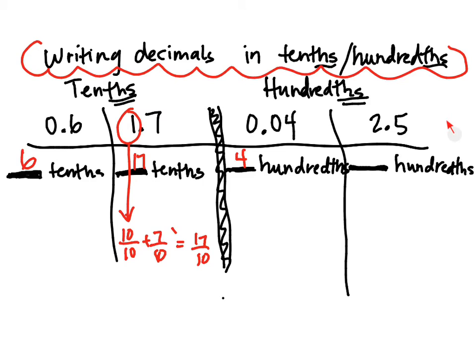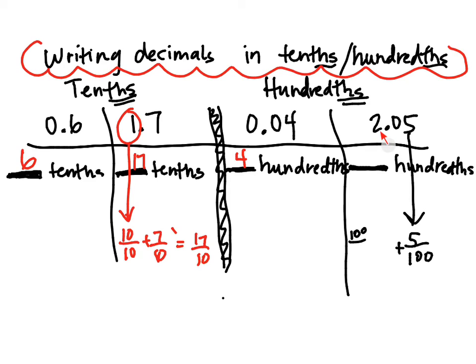Oh, and look, I have 2 and 5 tenths. Let's try that again. 2 and, there we go, 2 and 5 hundredths. Now we have 5 hundredths. So we know that there are 5 hundredths in this part, but how many hundredths are in these two wholes?